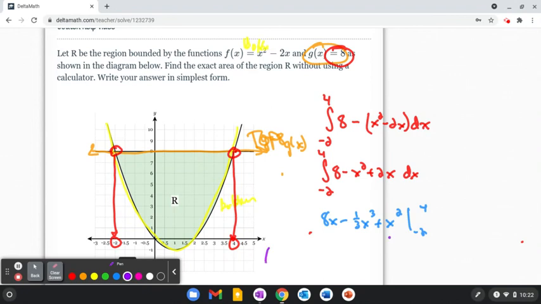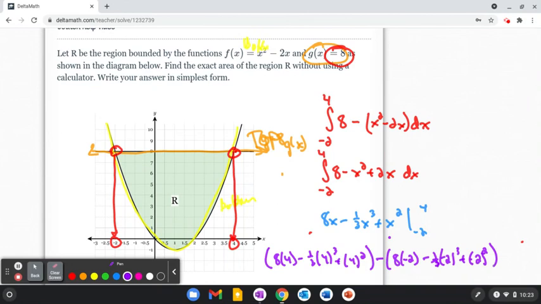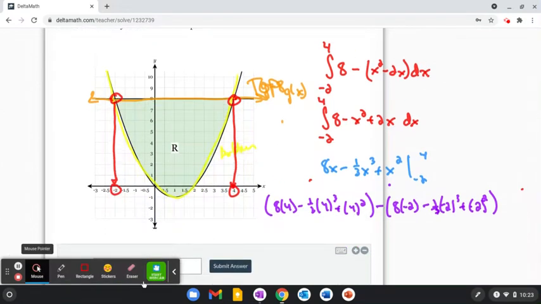All right, so we've got first one, 8 times 4 minus 1/3 times 4 cubed plus 4 squared. Close that all up, minus 8 times -2 minus 1/3 times -2 cubed plus -2 squared. Sorry, these should all be -2s. Whoops. And this one, again, might be a little bit more challenging without a calculator. It is all doable math, though. So try your best without a calculator, then go back and check.